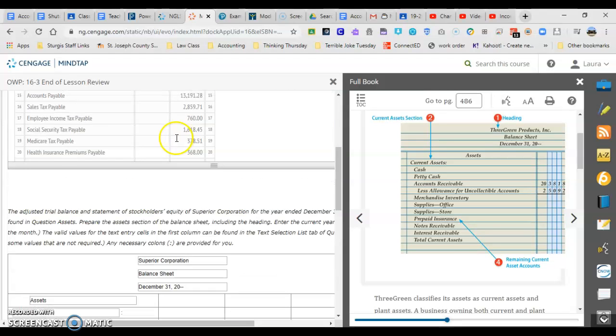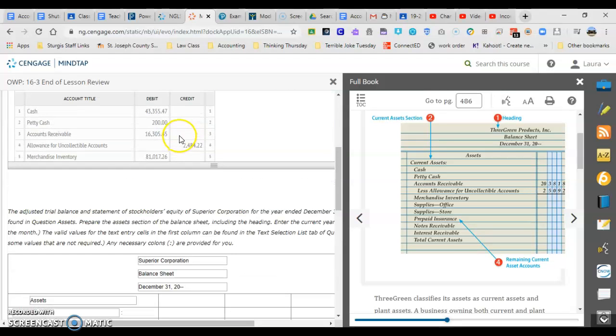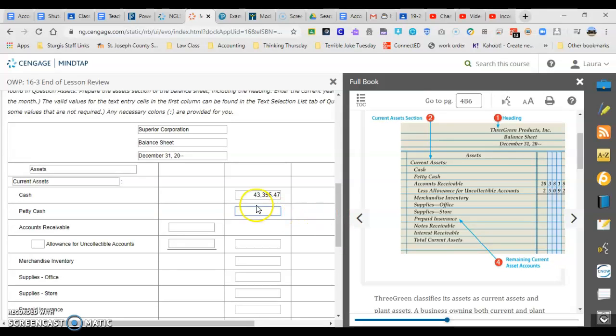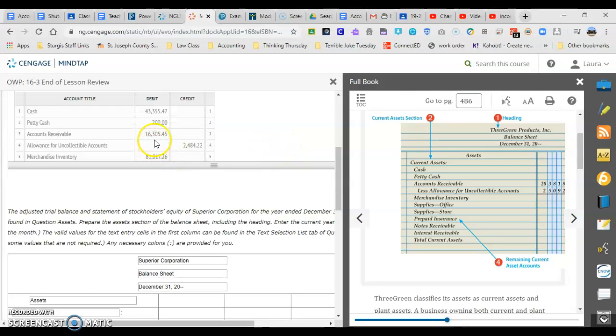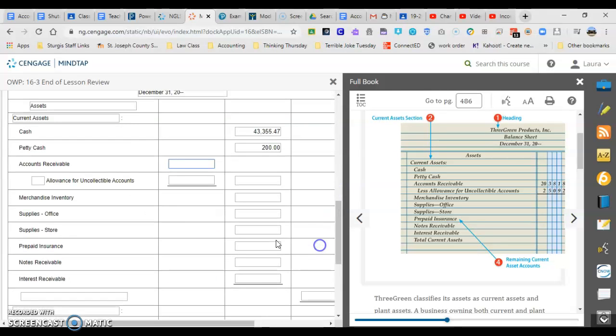And then petty cash, we're going to go up there, $200 in petty cash. Accounts receivable over here, because we have to do some calculations to find our book value. Okay, so the balance of accounts receivable is $16,305.45.